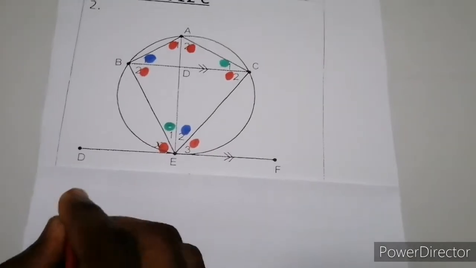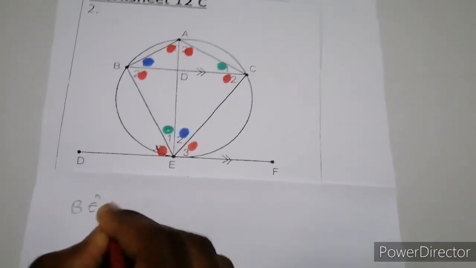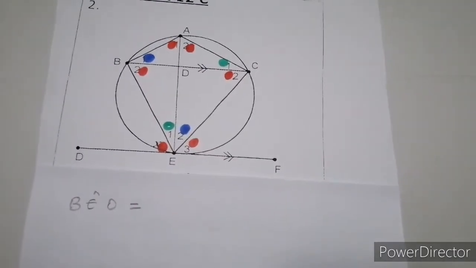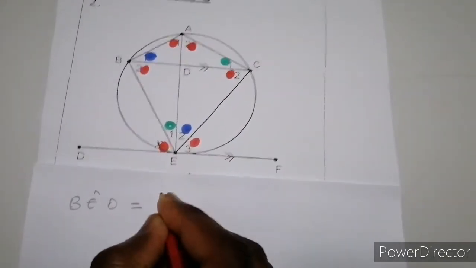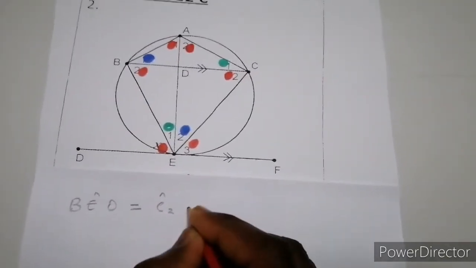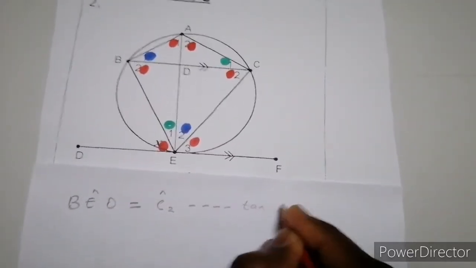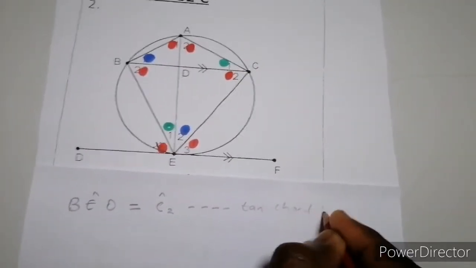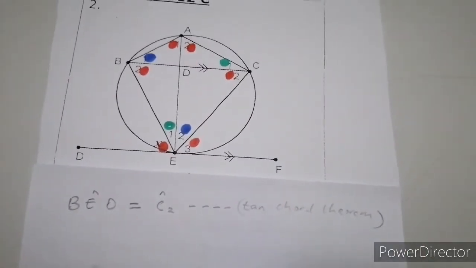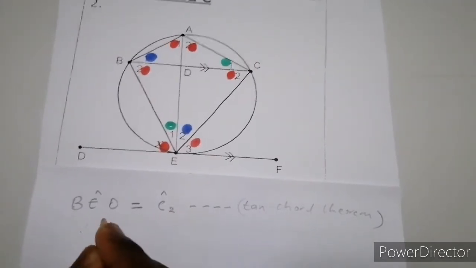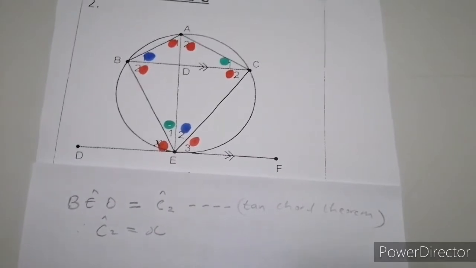Right. Angle BED is equal to angle C2. What is the reason? Tan-chord theorem. Therefore, angle C2 is equal to x.